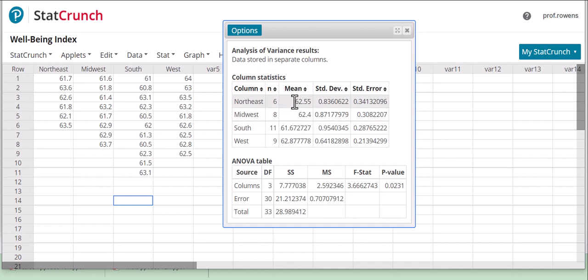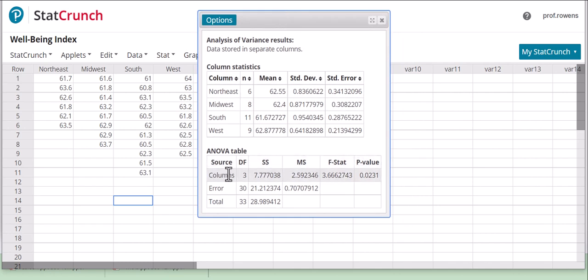So the mean for the Northeast was 62.55 and 62.4 for the Midwest. So those are kind of close. But then we have the South, which is 61.67. So those are now farther away. So we have something to go on. And so let's see. So where is our statistic? There's our F statistic, 3.66243. And there is our p-value. So let's look at the F statistic first of all, and let's try to find what our critical value will be.